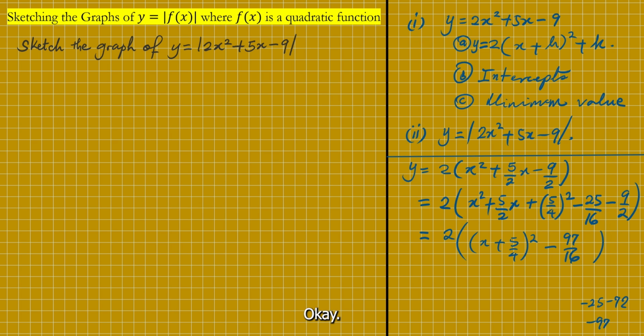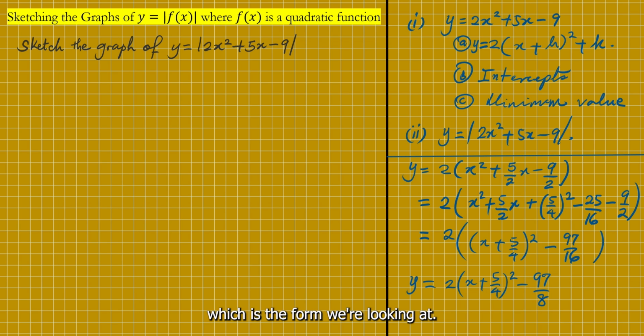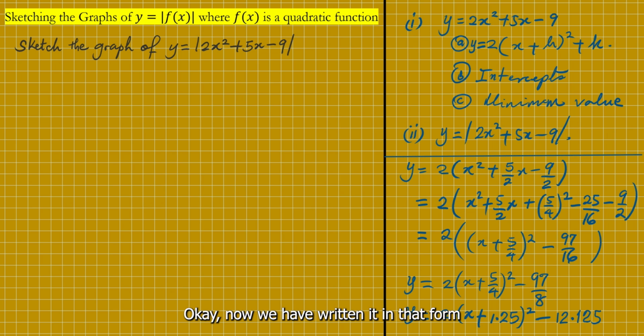Okay. Now if I distribute 2, just to make it less cumbersome, I would have 2 into x plus 5 over 4 all squared minus 97 over 8, which is the form we're looking at. To put it in proper perspective, let's convert this to decimal. Okay, now we have written it in that form of x plus h all squared plus k.